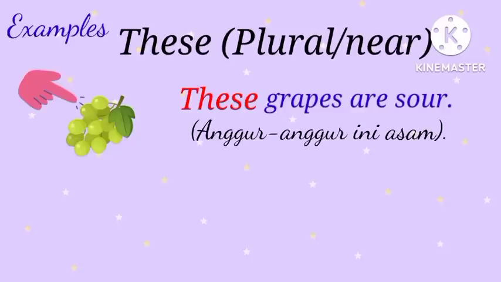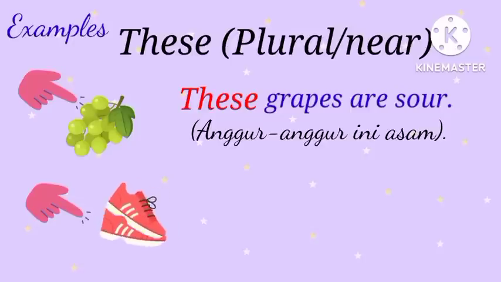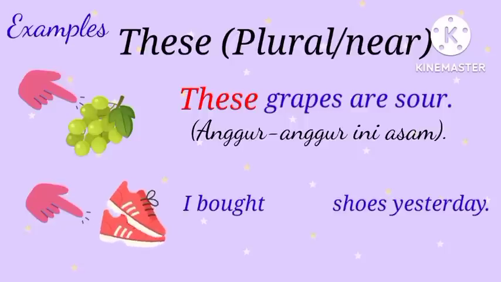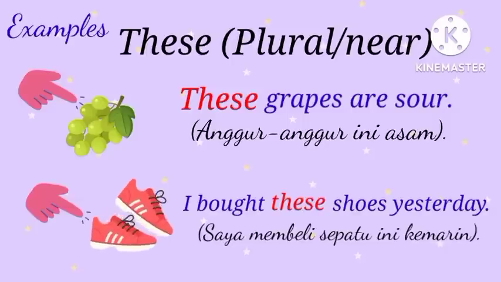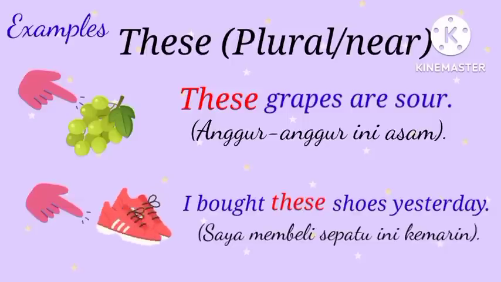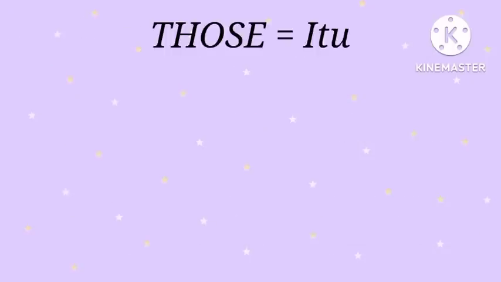And then the verb to be, we use are. So, these grips are sour. Anggur-anggur ini asam. The next, shoes. More than one shoes, right? If one it is shoe, but two become shoes. Okay, I bought these shoes yesterday. Saya membeli sepatu ini sepasang ya kemarin. Ya, sepasang itu ada jumlahnya dua.